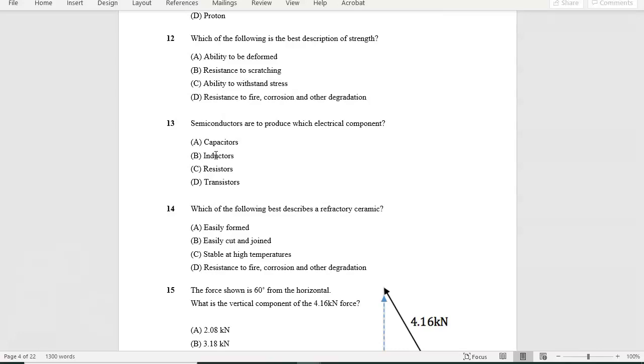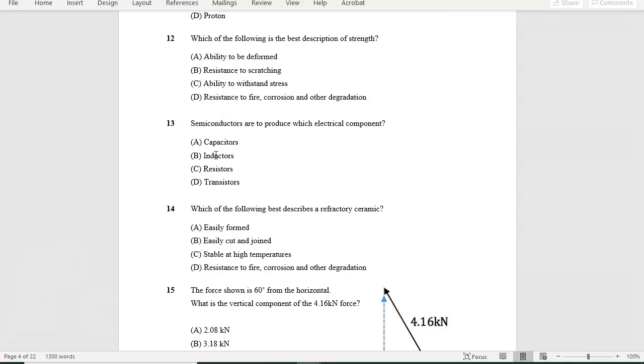I don't really like that. I think that it's fine. I would accept it if it was a question where I asked you to fill in the definition. Resistance to fire, corrosion, and other degradation, I would call that durability, even though that's not a term we tend to use in engineering, at least not formally. We tend not to get that as an answer.